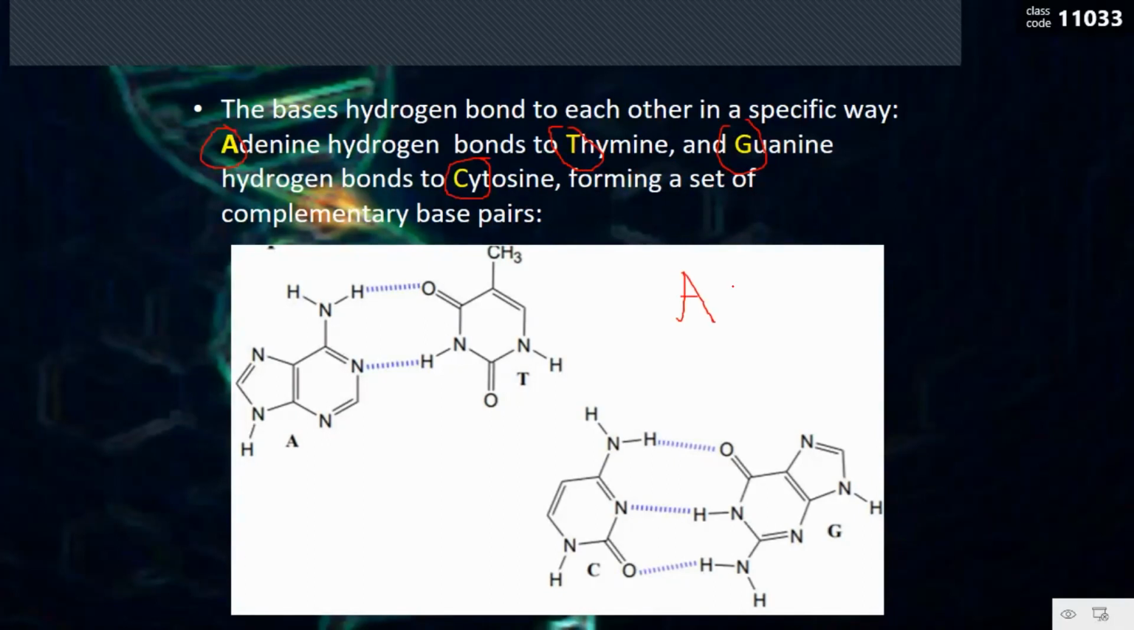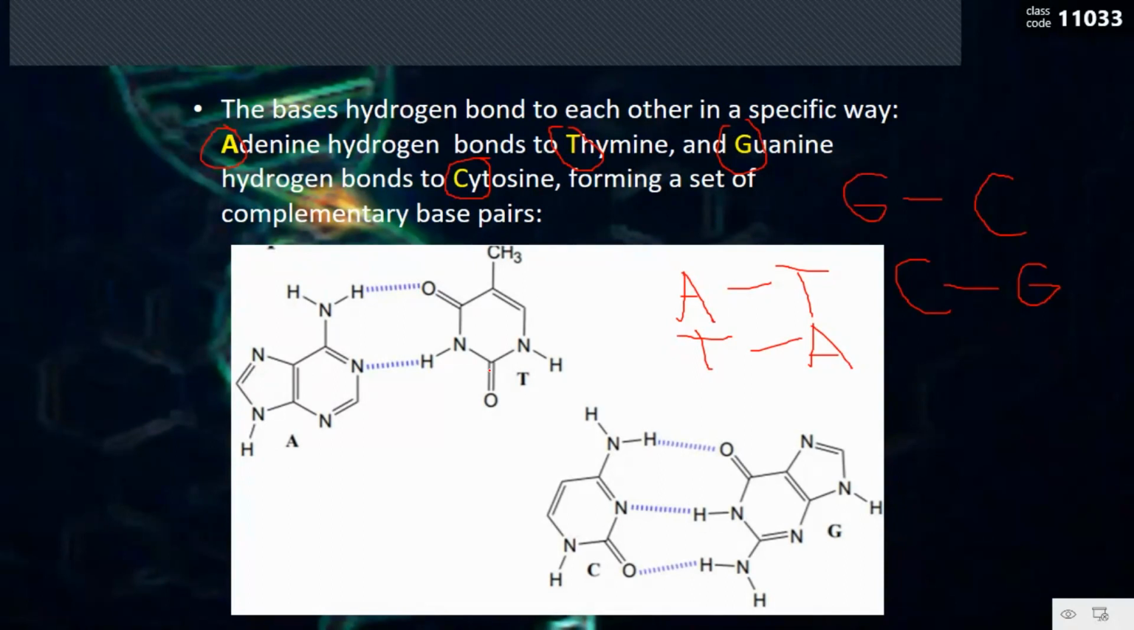Okay? So, ganun siya palagi. A is connected with T. Pwede ring baligtad. T is connected with A. But it will never be connected with cytosine or guanine. Likewise, for guanine, G, it will be connected to C, and cytosine will only connect with G. This is for the DNA. Bakit? Why, sir, ganoon po?